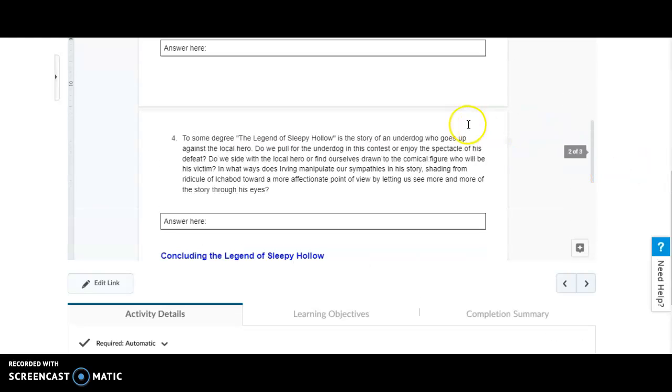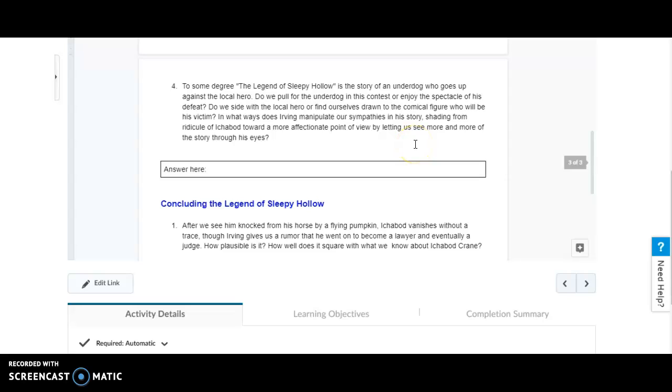And then finally, to some degree, The Legend of Sleepy Hollow is about the story of an underdog that goes up against the local hero. So are we pulling for the underdog in this contest, or enjoy the spectacle of his defeat? Do we side with the local hero or find ourselves drawn to the comical figure who will be his victim? So in what ways does Irving manipulate our sympathies in his story, shading from ridicule of Ichabod toward a more affectionate point of view by letting us see more and more of the story through his eyes?